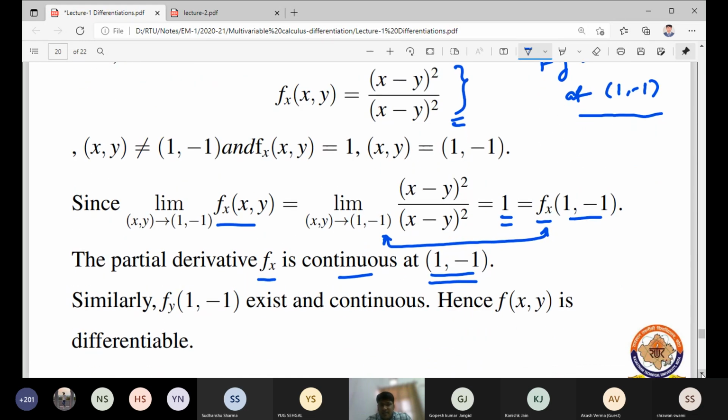If you apply the same definition as we did in case of fx, you can easily verify that the partial derivative fy at the point (1, minus 1) exists and is continuous. So hence you can say that our function f(x, y) is differentiable. All right. So to prove that our function is differentiable, we have applied the sufficient condition.